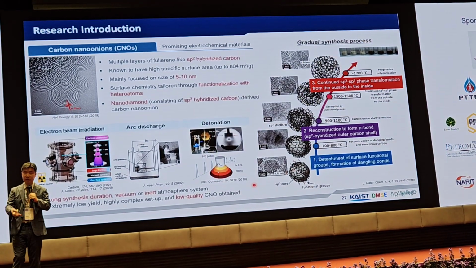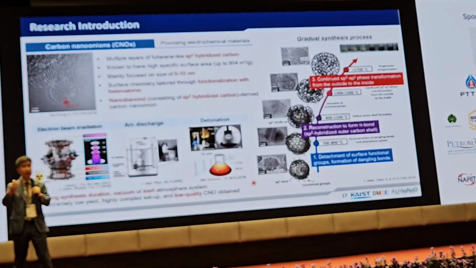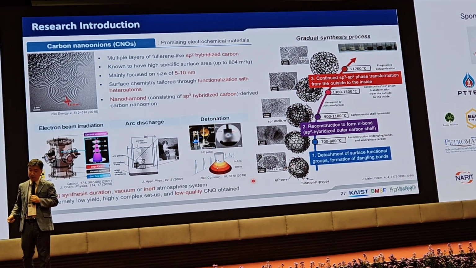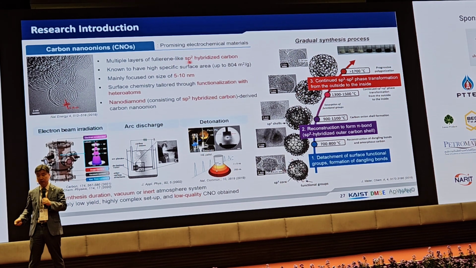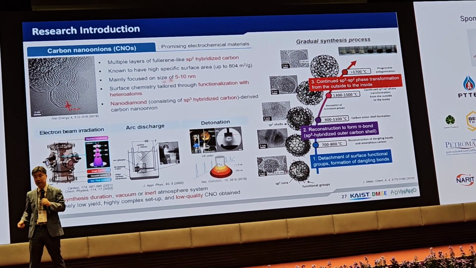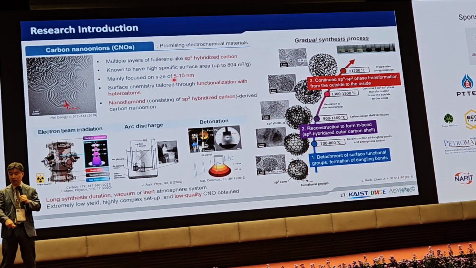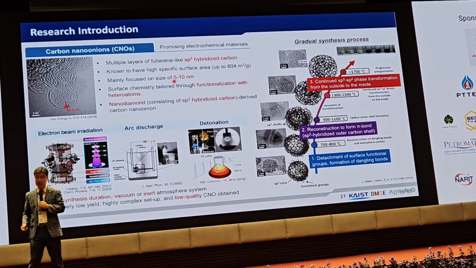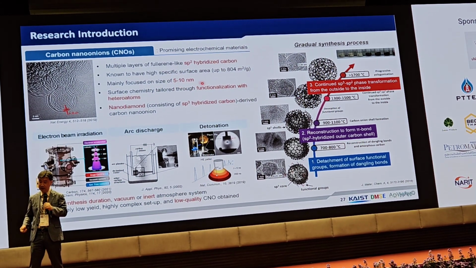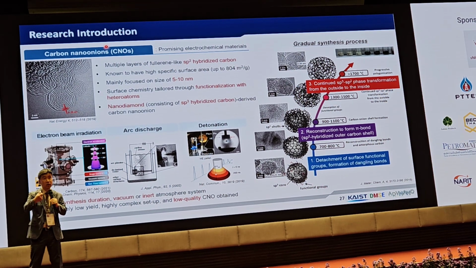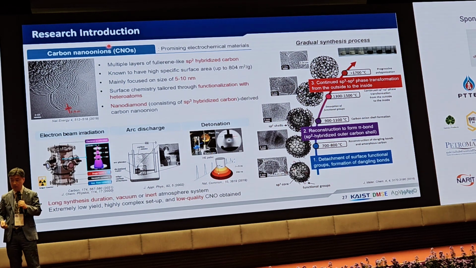So now, recently we further extended this technique to the synthesis of carbon nano-onion. This carbon nano-onion consists of multiple layers of fullerene-like sp2 hybridized carbon. It is known to have a high specific surface area, up to almost 800 square meters per gram. Also their size is really small, right? Less than 5 nanometer and less than 10 nanometer scale. Then we can also incorporate heteroatoms, single atom decorated carbon nano-onion.